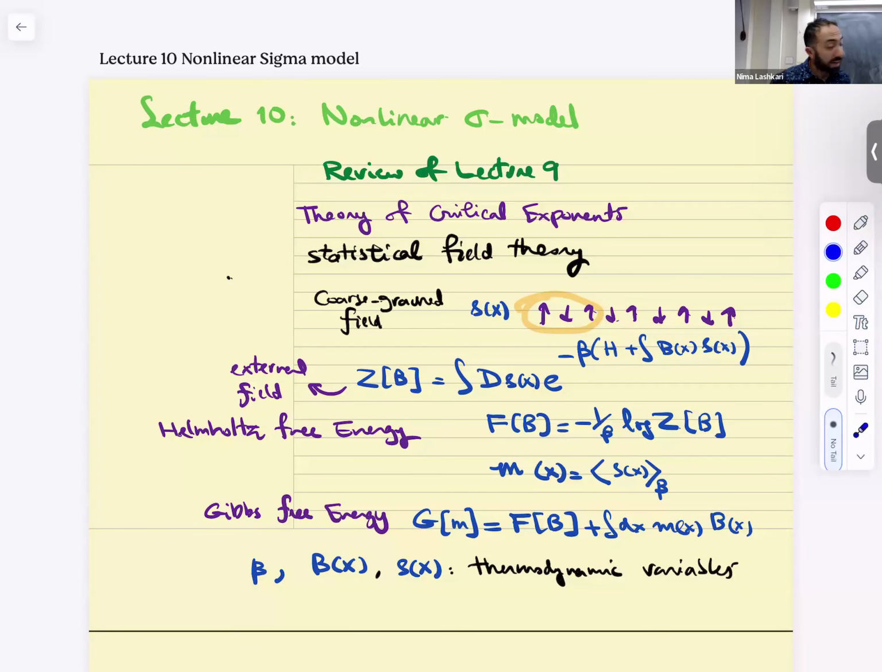All right, review of lecture 9. We discussed the theory of critical exponents, statistical field theory. So recall every time you think about this, think of this simple example, a bunch of spins up and down, and you are coarse graining them by spin blocking them into groups and calling this variable S of X, and the low frequency long distance regime, thermodynamic regime at low frequencies, which is the continuum limit. You end up with a continuous field S of X, which in this case ends up being a real scalar field, right?